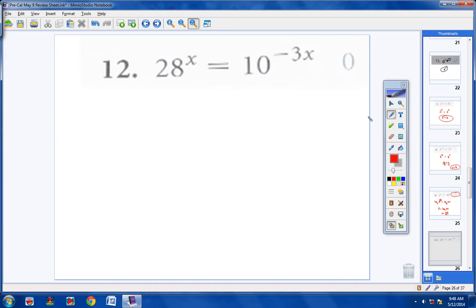I will say this again, guys, in reviewing. Notice the bases of your unknowns were two different bases. When that happens, you've got to use common logs, okay?